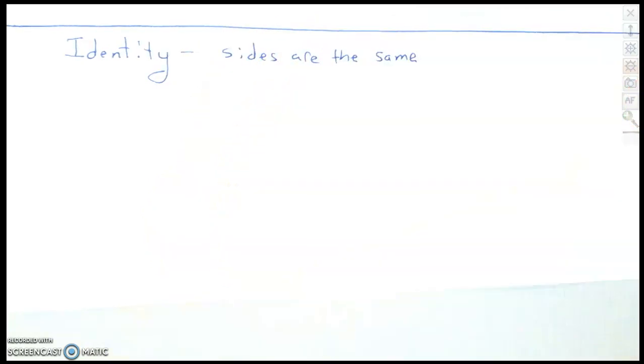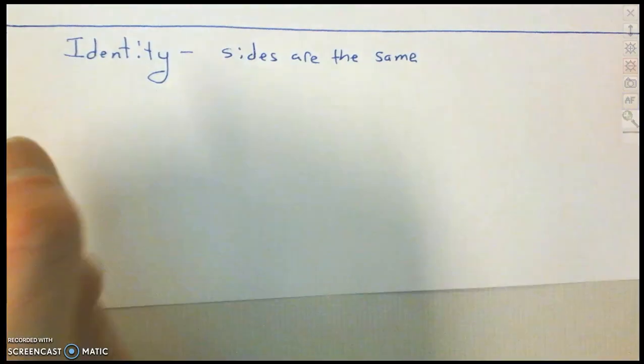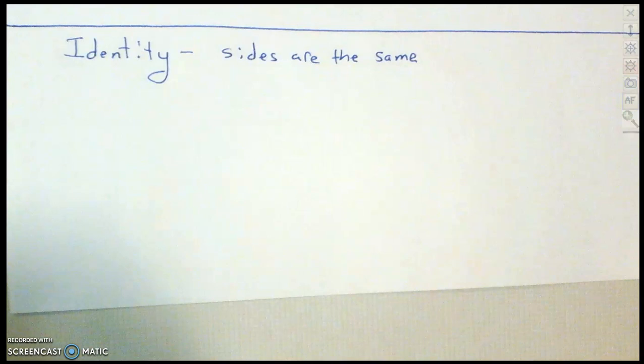So the sides are going to be the same. And how I remember identity is I think of identical twins. Identical twins are the same, right? So that means when we work out an equation, if the sides are the same, it's called an identity. Now, they may not look the same at the very beginning, but after doing some algebra, they may become the same. So here's an example of an identity.